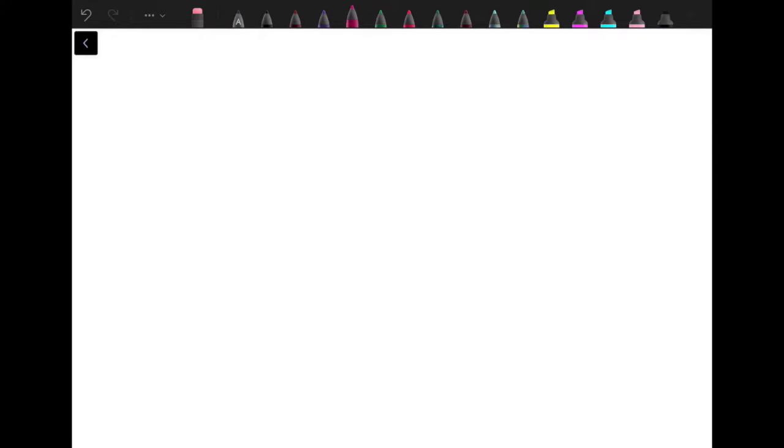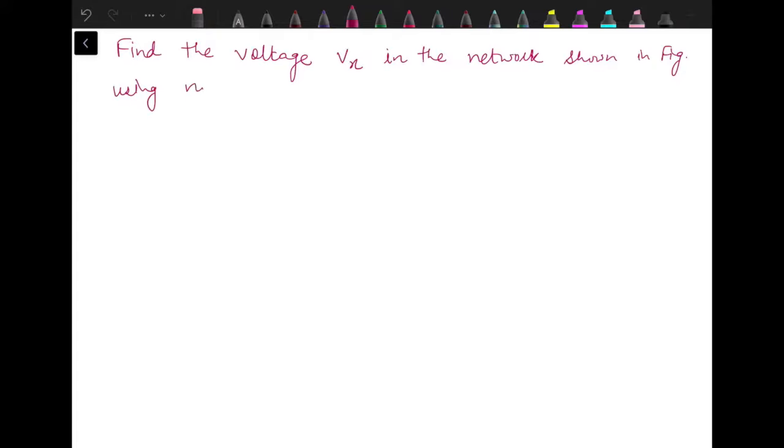The first problem is: find the voltage Vx in the network shown in figure using nodal analysis.